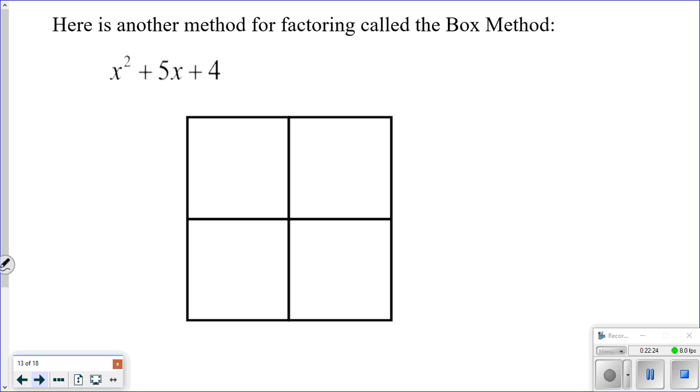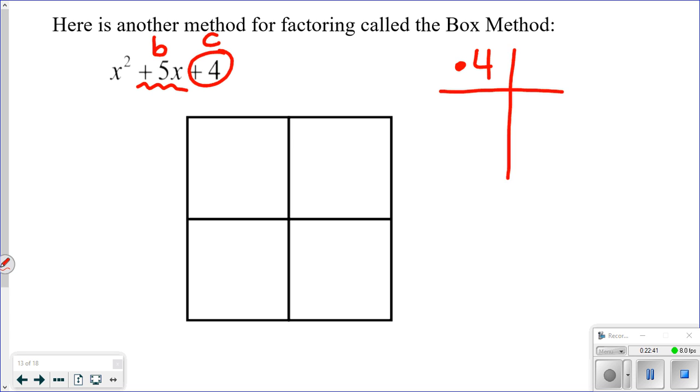We're going to look at what two numbers multiply to get this C term, that's what we call it, and add to get this B term, this middle term. So multiply to get 4, that's where you want to start, and add to get 5. So if I do 2 times 2, that doesn't work because it equals 4. What about 4 times 1? Does that work? What do we get when we add 4 plus 1? We get 5, so it works. Okay?